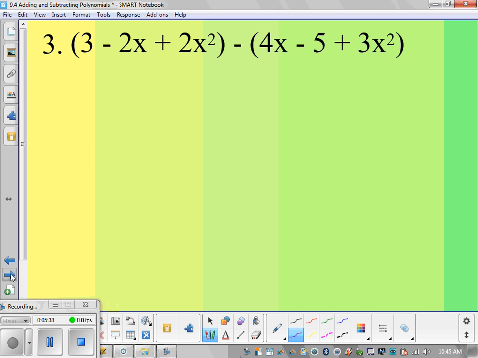Here's our first example. We want to distribute that negative to all of the terms in the second set of parentheses. We will distribute it here, here, and here. So I'm going to rewrite the first trinomial because we are not doing anything with it.